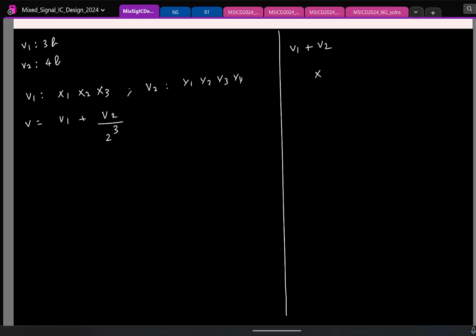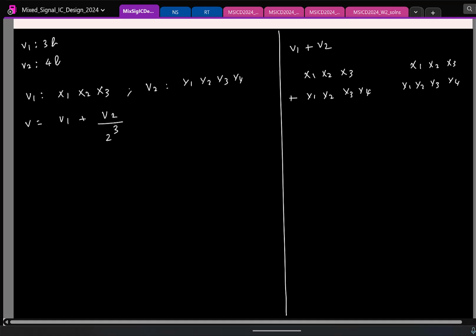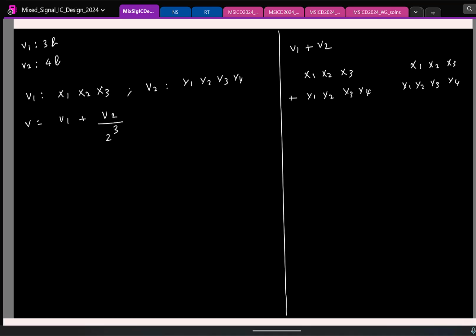Now remember, there are two ways in which you can do this. I can write it like this, or I can write it like this. Basically, in the first case, I am aligning the MSBs, second case the LSBs. Which one do you think is the appropriate way? Why not the second one?